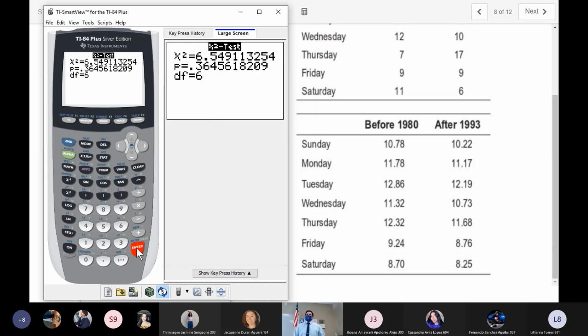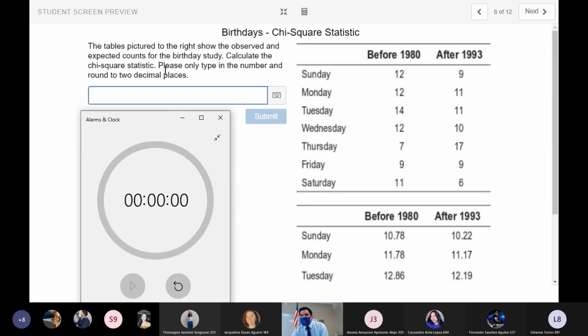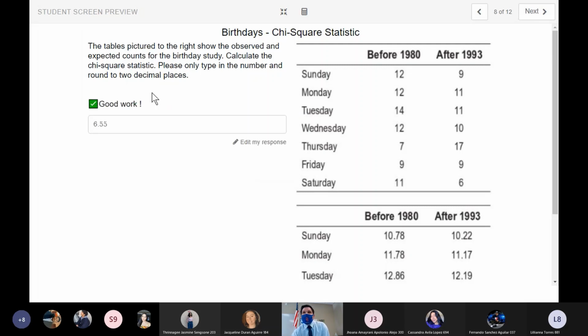And there we go. We have our chi-squared statistic of 6.54911 and so on. Rounding it to 2 decimal places, we get 6.55. The nice thing is now we already have a p-value and we know the degrees of freedom, even if we didn't calculate those on our own. So that's good too. We already have more values just by putting in our tables. So we have all that. Are there any questions? All right, so we get 6.55.